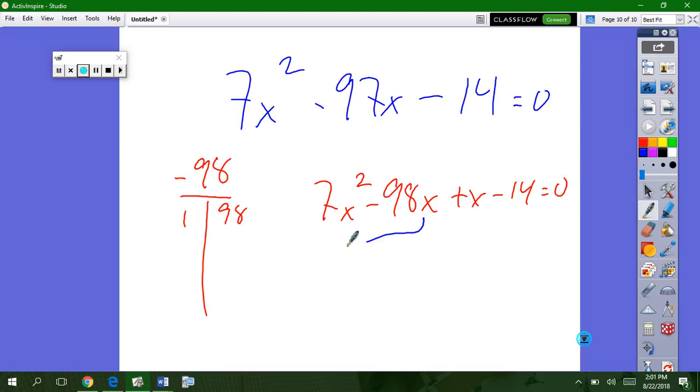What do these guys share? 7x. I'm left with x minus 14. What do these guys share? 1. Don't always say nothing, because they always have a 1. Always have a 1, right? Everybody has a 1 in common.